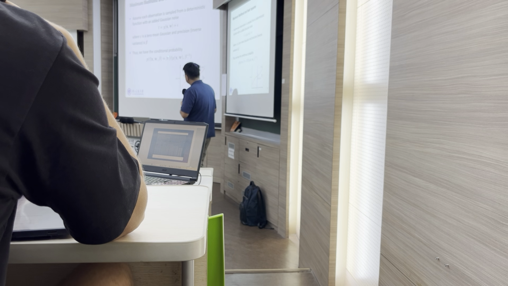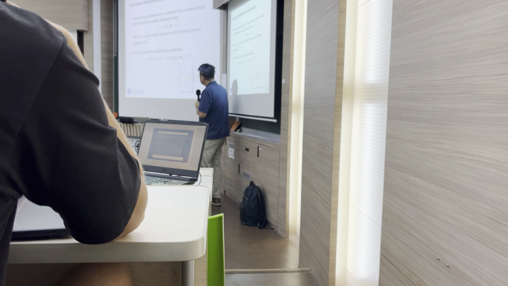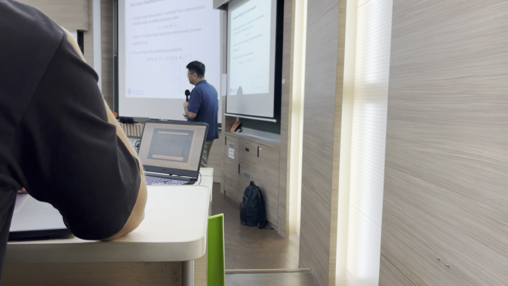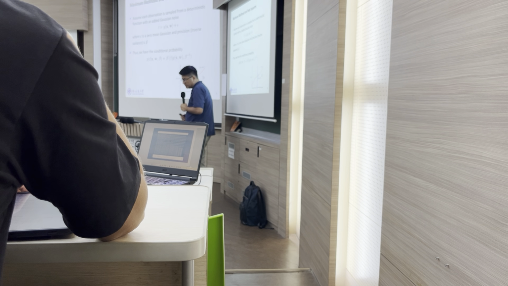If the ground truth is around the prediction, around the mean of the Gaussian distribution, the probability should be high. Otherwise, the probability should be low.